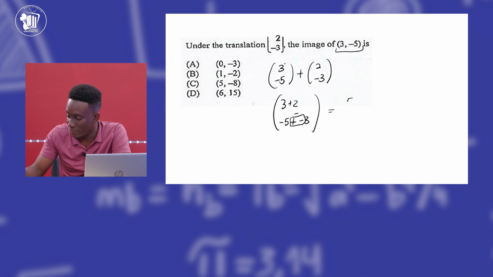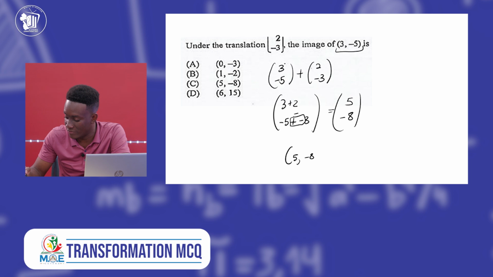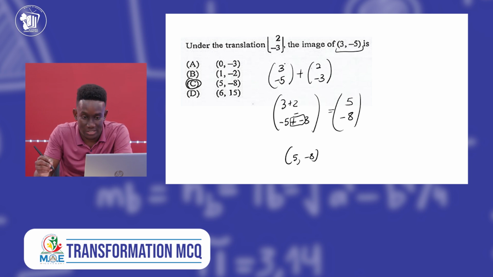So 3 plus 2 would give me 5. -5 minus 3 would give me -8. So the answer here is (5, -8). So I can turn that into coordinate form. So (5, -8). So the answer is simply C.